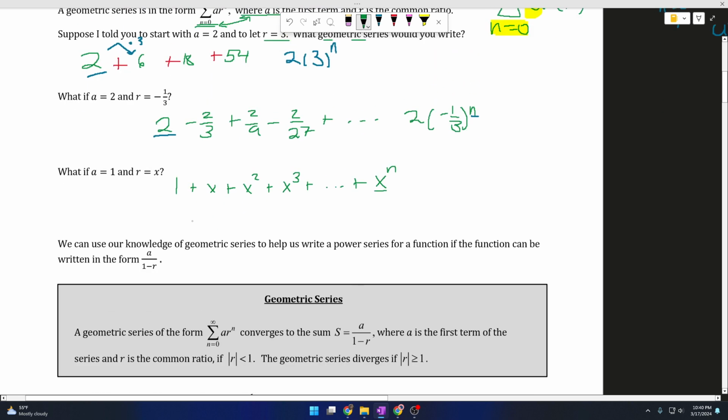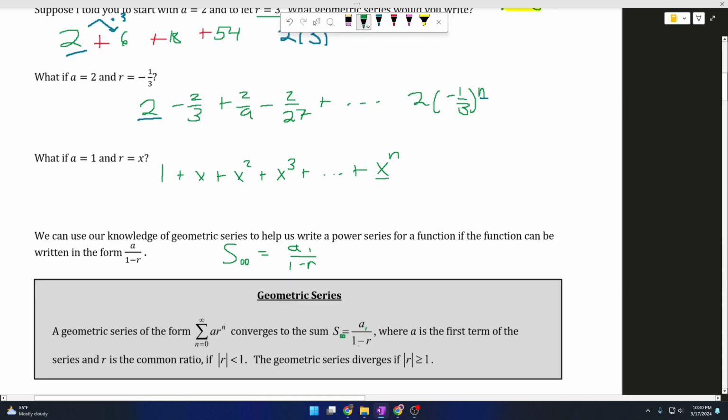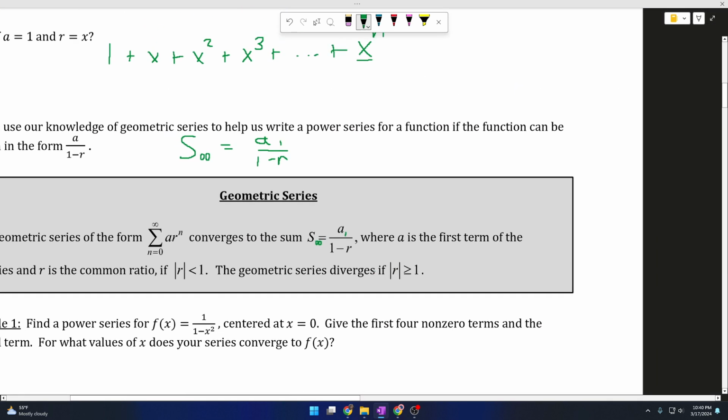Now what's interesting is that if a geometric series converges, we know what it converges to. We know that the infinite sum, S infinity, is a1 over 1 minus r. I would recommend you improve your notes. You can write this as S infinity and a1. These small improvements to your notes remind you a few things.